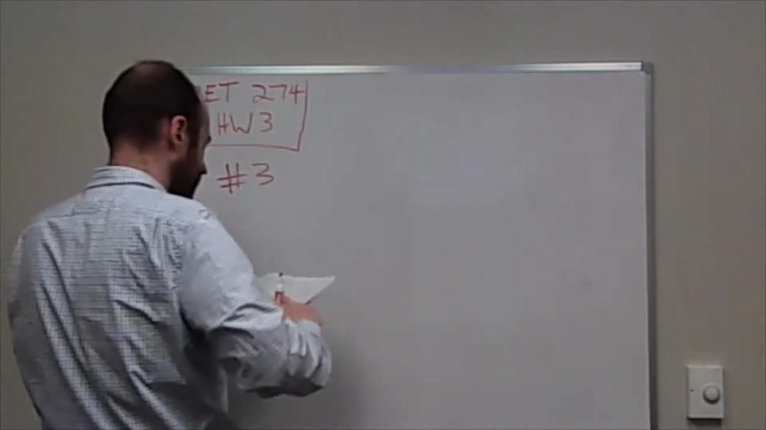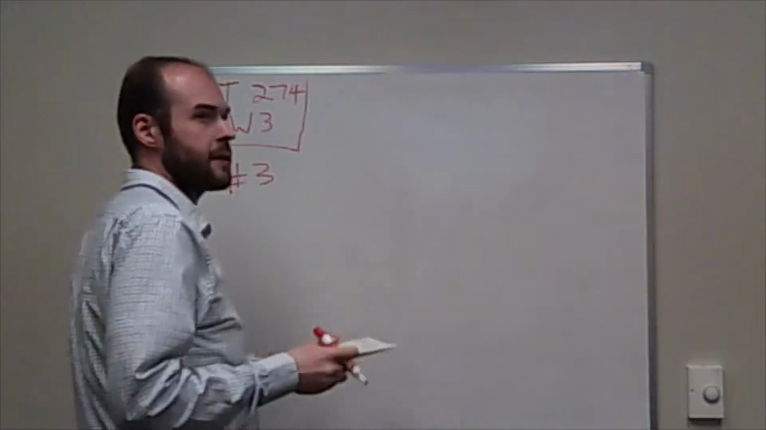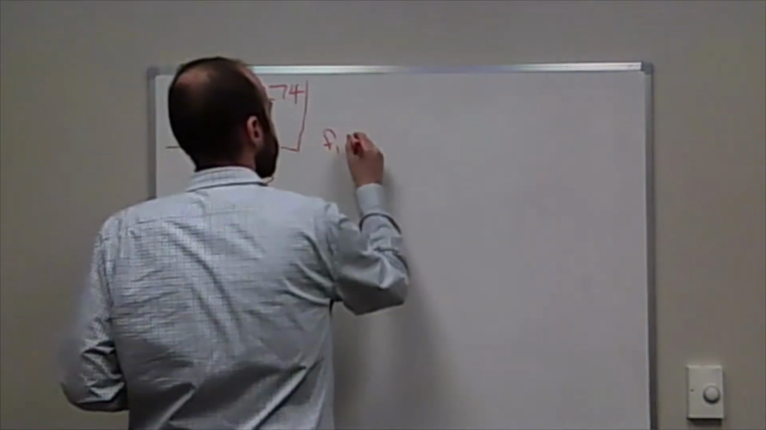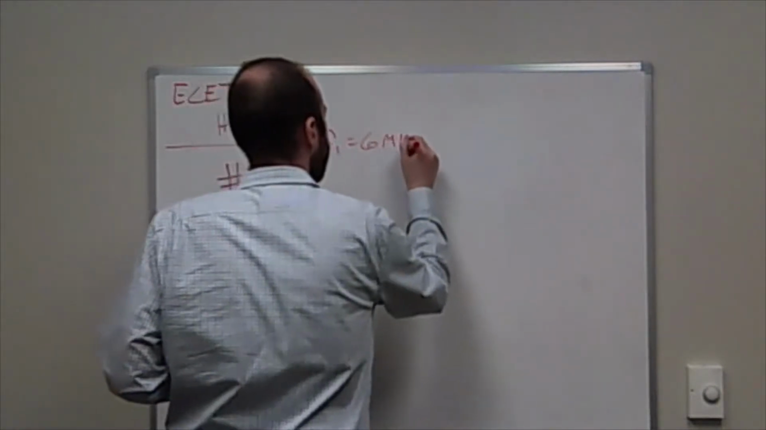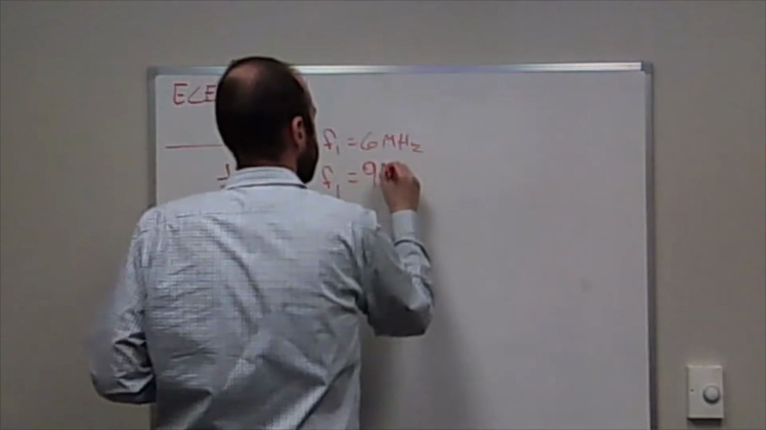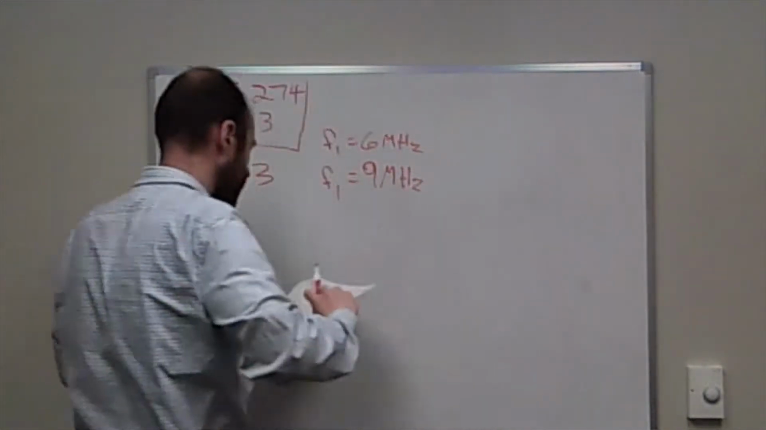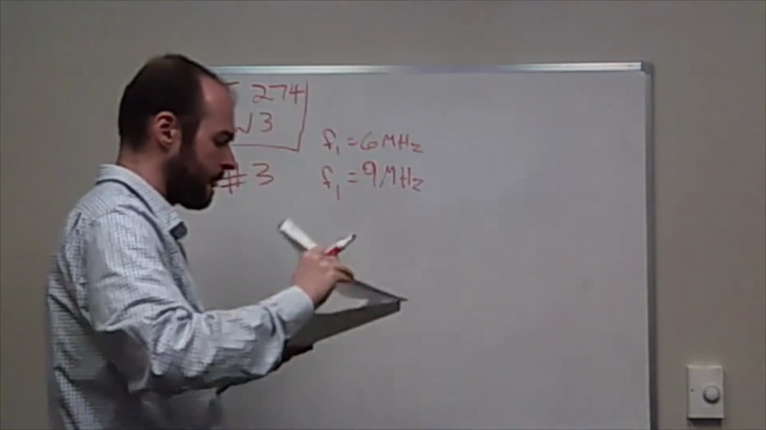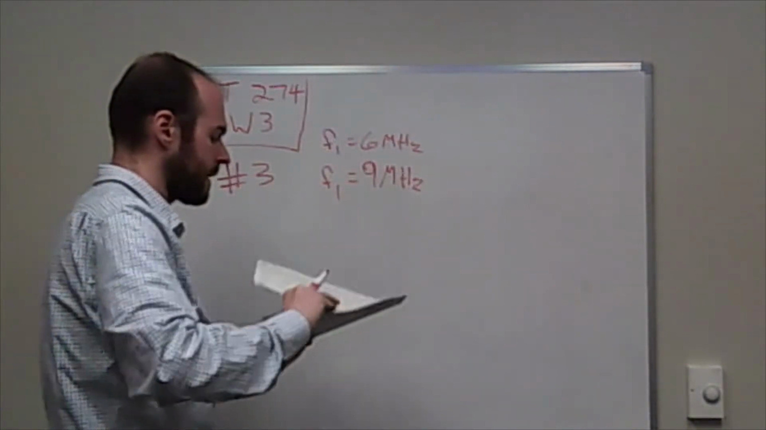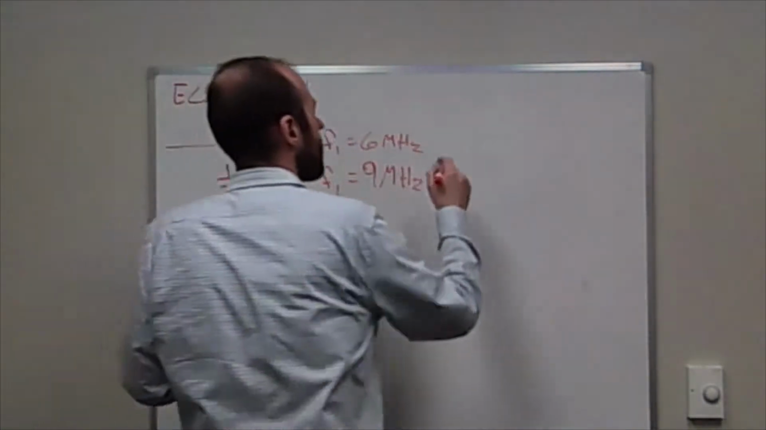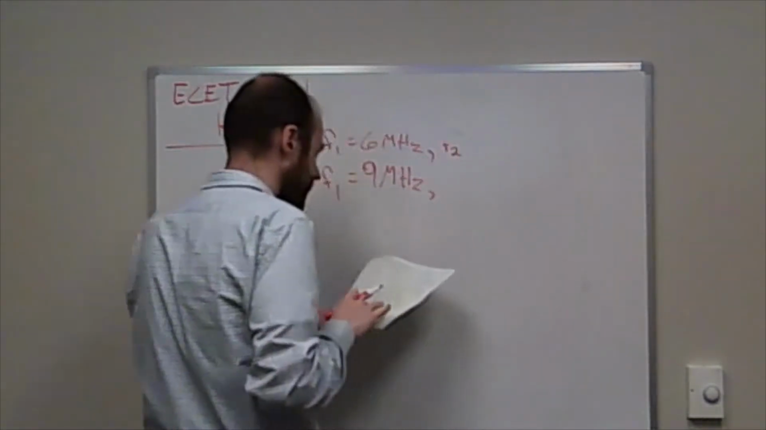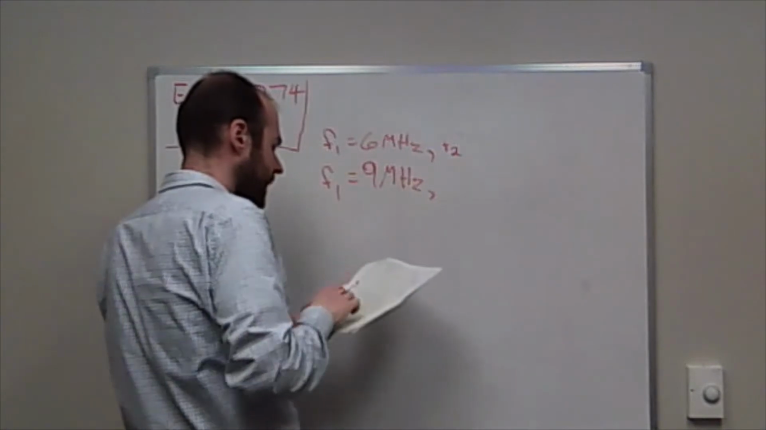We know their fundamental frequencies because they're given: 6 megahertz, and the other is 9 megahertz. These are both given in the problem. So if we want to go out to the first 3 harmonics of the 2 signals, we can go ahead and find our other frequencies there, or our harmonic frequencies, F2 and F3.